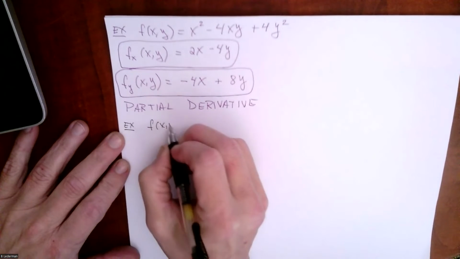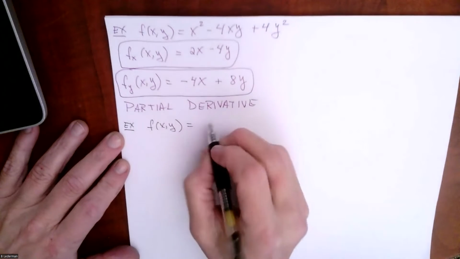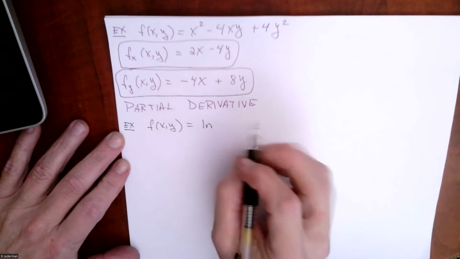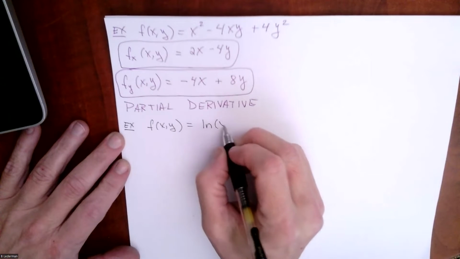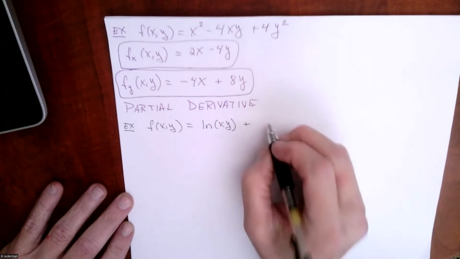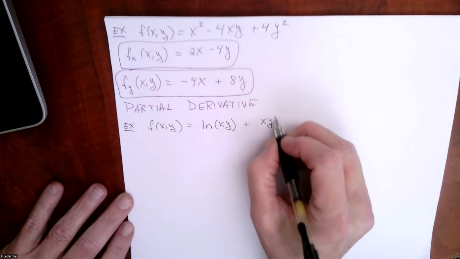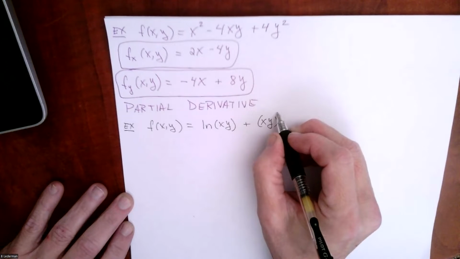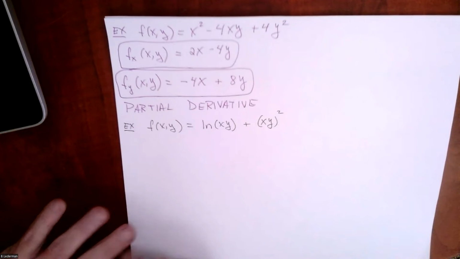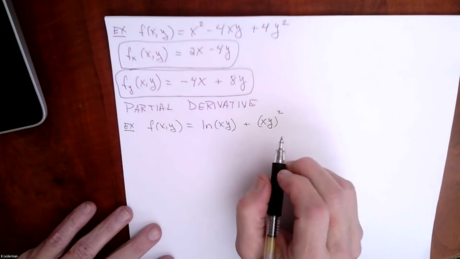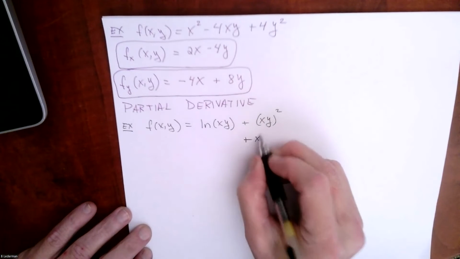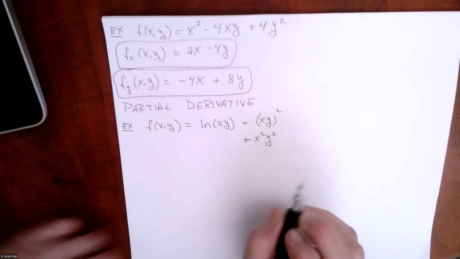f of x comma y equals the ln of xy plus xy squared. Okay, now I'm going to simplify this a little bit. I'm going to get rid of this parentheses, so I'm going to have plus x squared y squared. And that's actually going to help us.